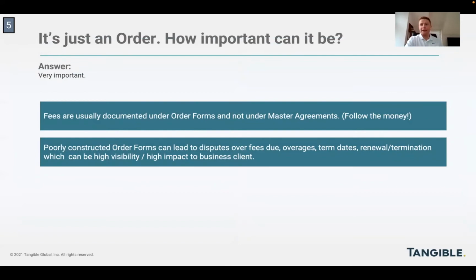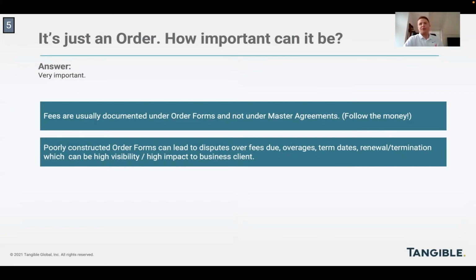I'd like to begin today's presentation by addressing what might be a bit of a common misconception in the legal and technology worlds, and that is that somehow a software order, SaaS order, or work order might be less important than other types of contracts, whether they be master professional services agreements, master SaaS agreements, or the like.